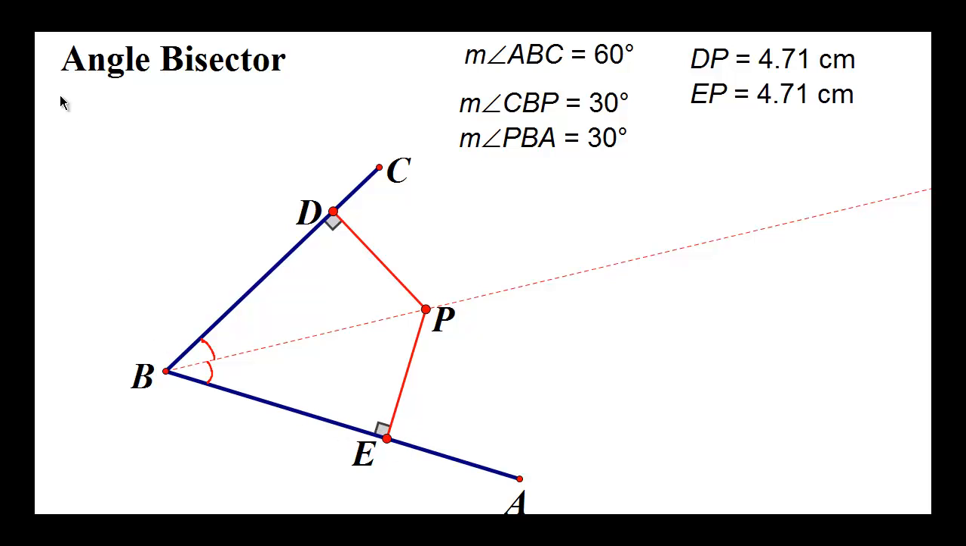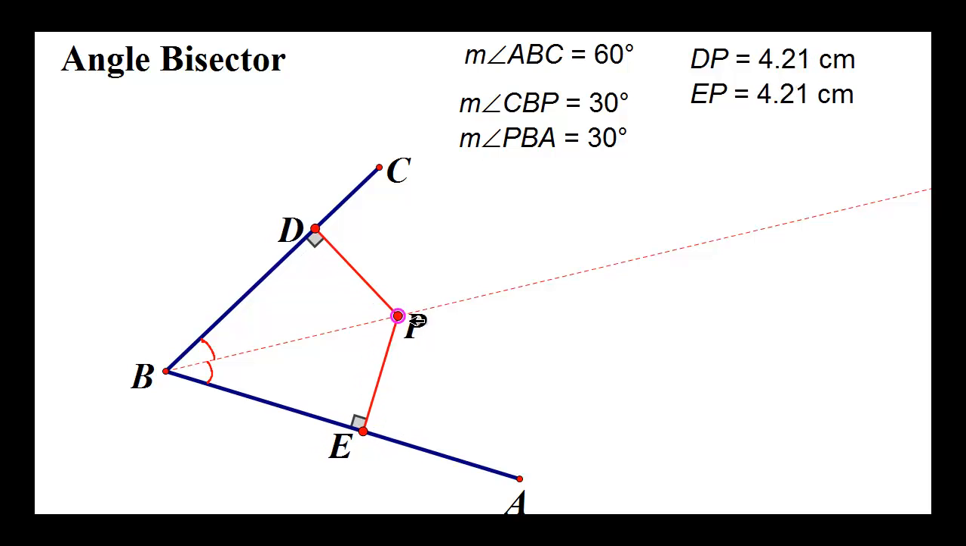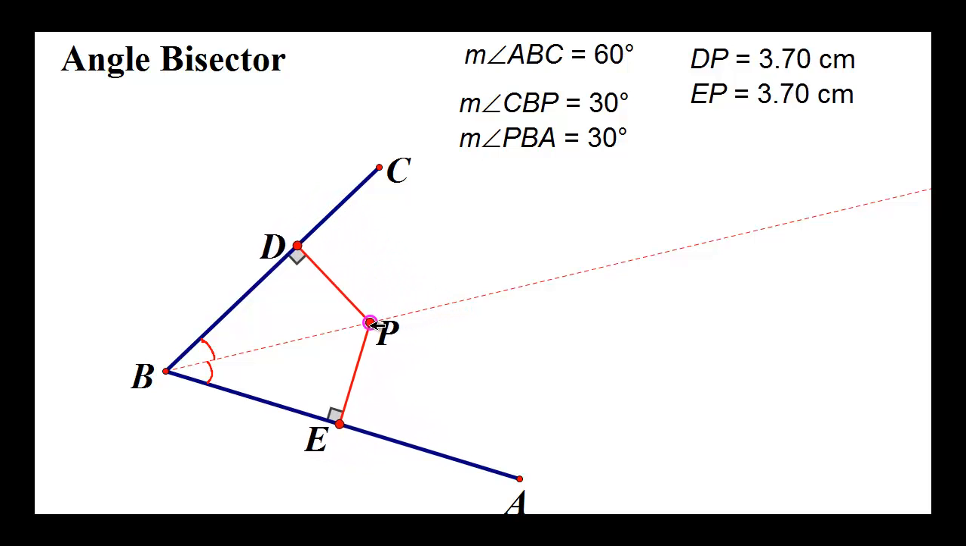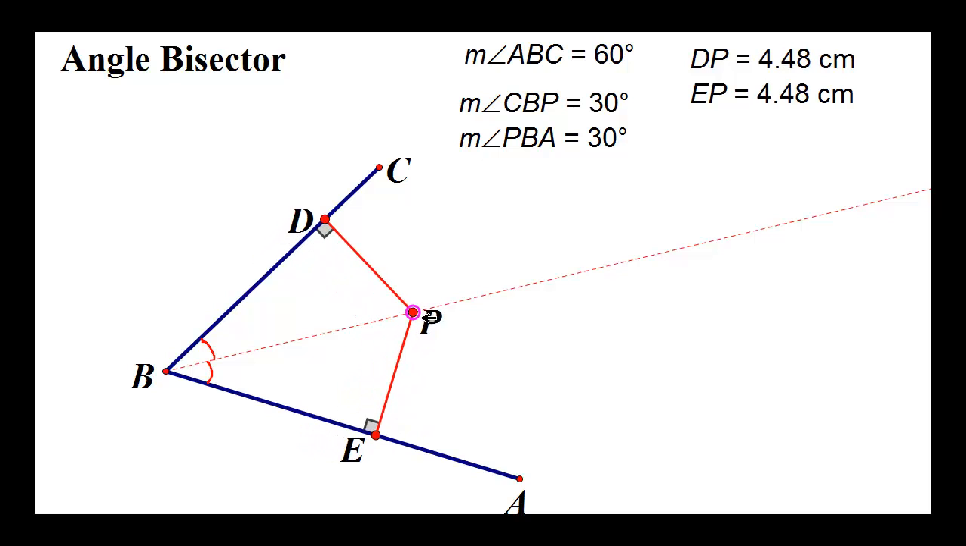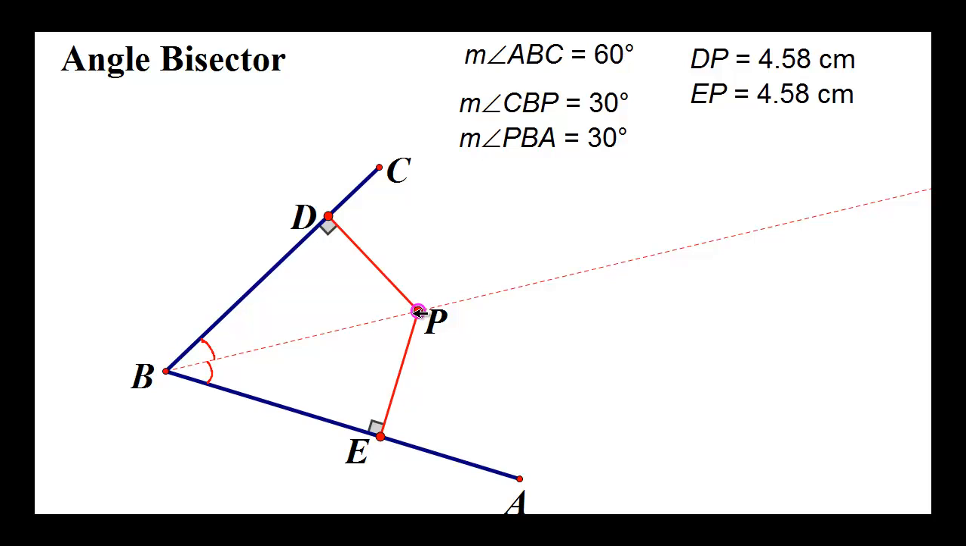And what you'll notice while I'm doing this, these measurements are popping up over here. And the distance from P to D is 4.71 centimeters, and the distance from P to E is also 4.71 centimeters. No matter where my point is on this angle bisector, you see those distances to the sides of the angle stay the same. Okay, so it's pretty basic. If you have a point on the angle bisector of an angle, then that point is equidistant to the two sides of the angle. And what I just said to you there is a theorem that you need to know.